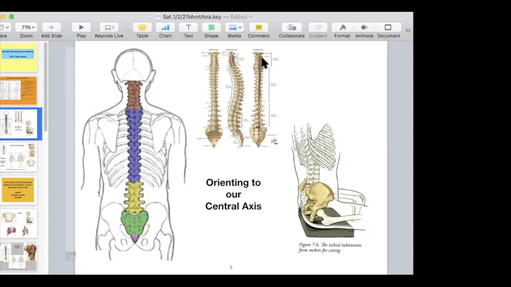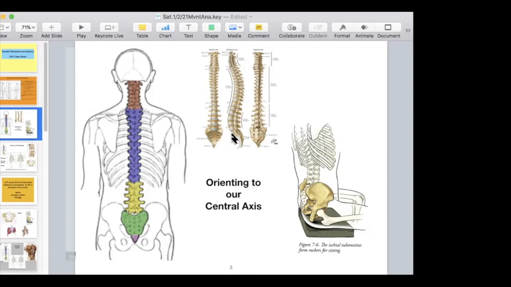And I just put the three views of the spine. Here we're looking at the front of the spine and the anterior front of the sacrum. Here we're looking at the back of the spine. This is usually what we think of in our mind's eye. And here is the view of the curvature. And our central axis, actually it goes something like this.